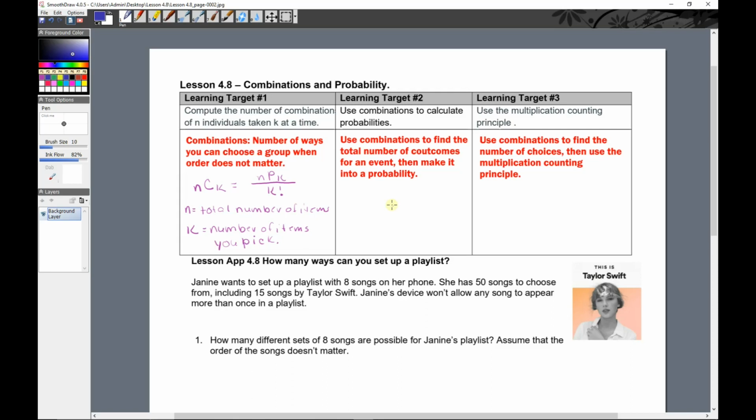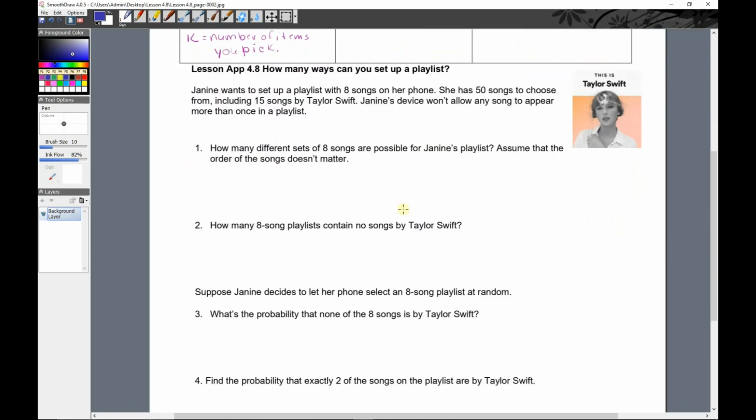It may be that we'll have to find both of them in order to create a fraction that we can reduce to a probability or convert to a percent or whatever. And then we're actually going to use this multiplication counting principle in order to chain different combinations together. So the lesson app below here is actually really, really good, so really hone in on what we do here. All right, so number 1 and number 2 will be learning target number 1, both of those.